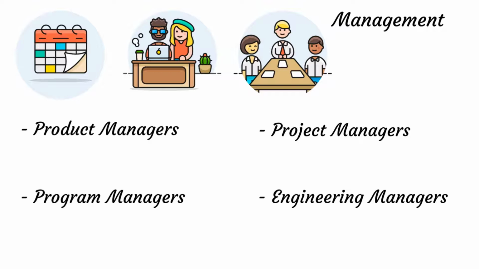Now, one of the things that you're going to find in different companies is that these 4 types of roles, product, project, program, and engineering managers, you're going to find some of them in some companies and you might not find some of them in others. And usually it depends on how the company is structured, but also it depends on the stage that that company is in. So for example, a very early stage startup company might not have all of these roles defined.